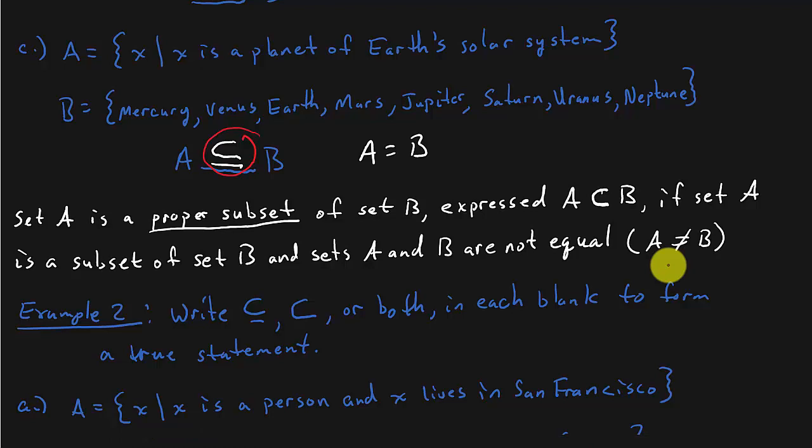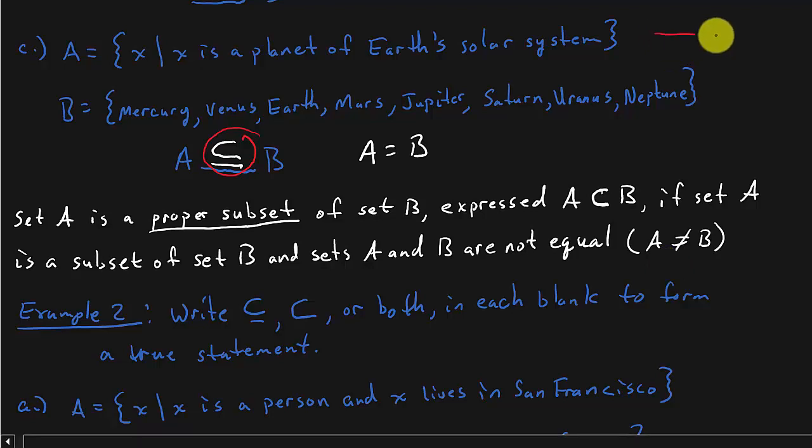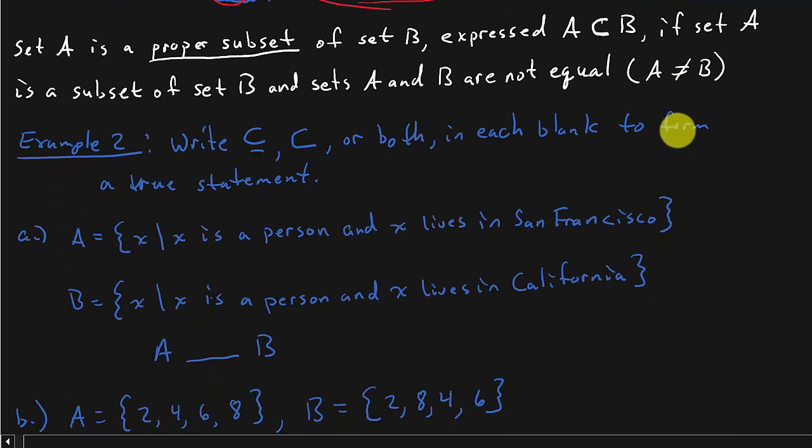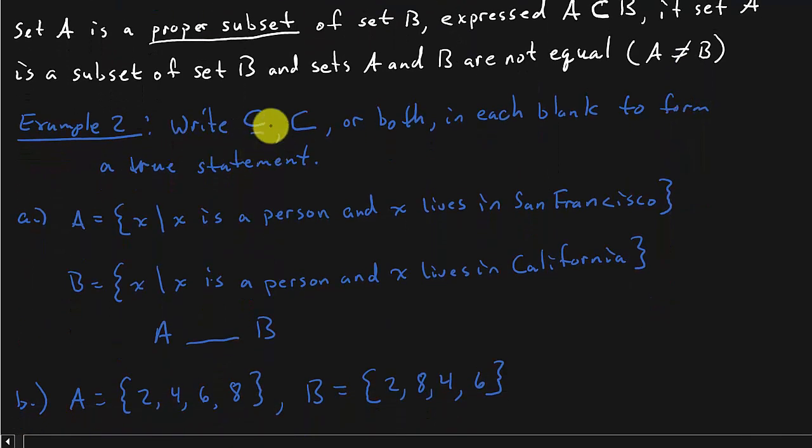Just real quick, we can see that those two sets there are not proper subsets, because they're equal to each other. But let's look at an example on all that. Write whether it's a subset, a proper subset, or both in each blank to form a true statement.